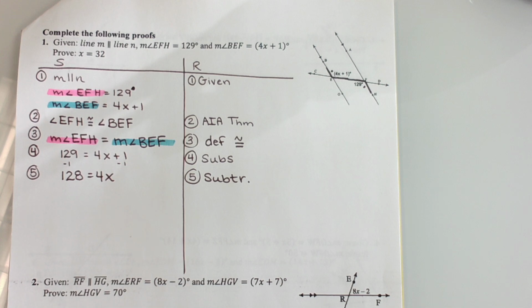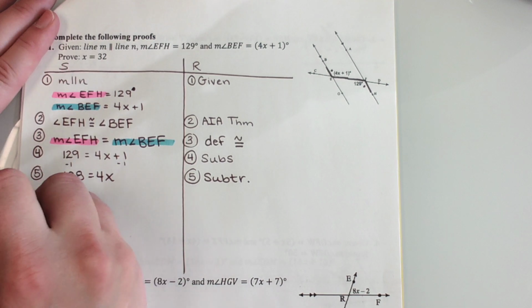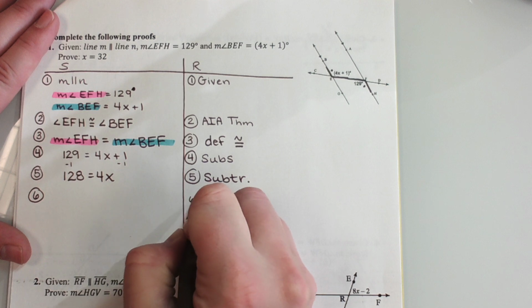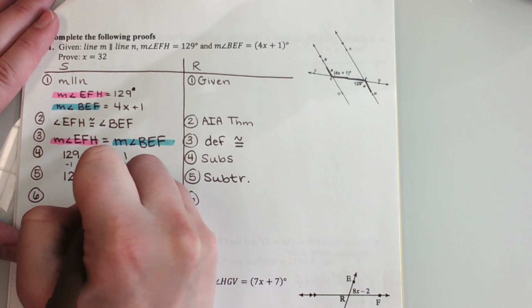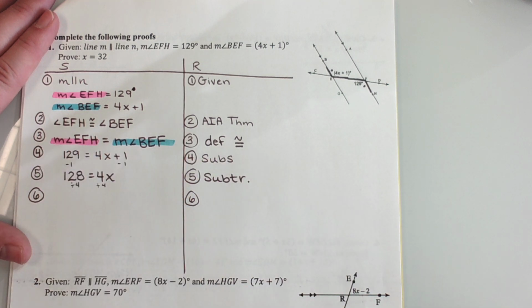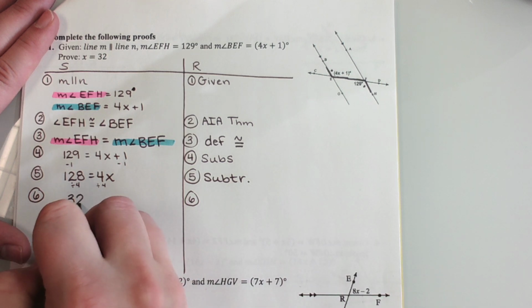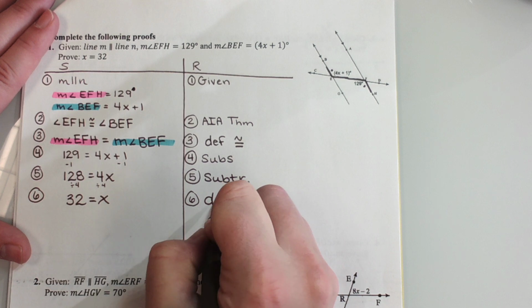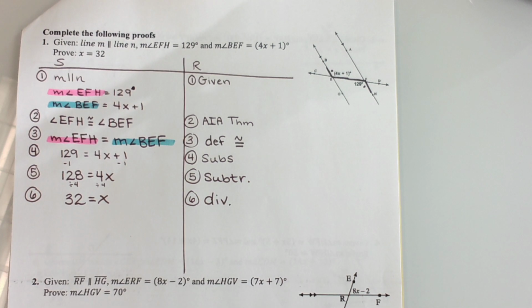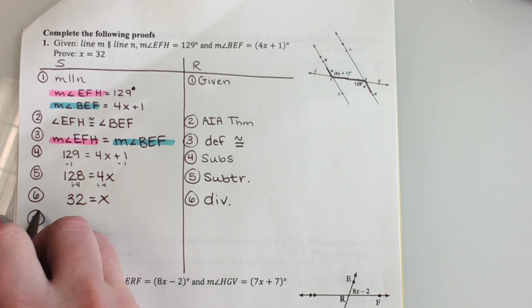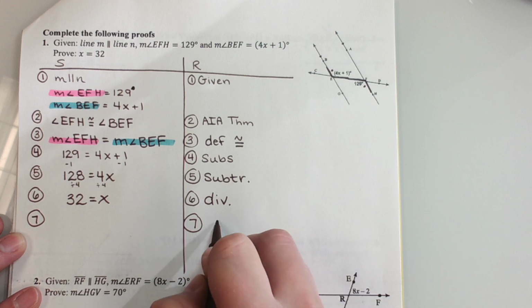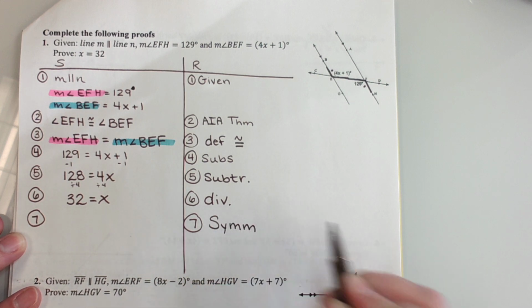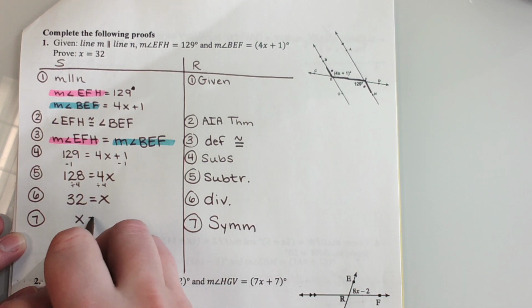Piper, what would you tell me to do next? Divide by 4. Again, the divide by 4, writing that out is not the step in the proof. The step in the proof is what you get as a result of that division. I get 32, I get x. That was divide. Am I done with my proof? No. What do I need to do? It's symmetry. It's a property, symmetric property of equality that says I flip it around.